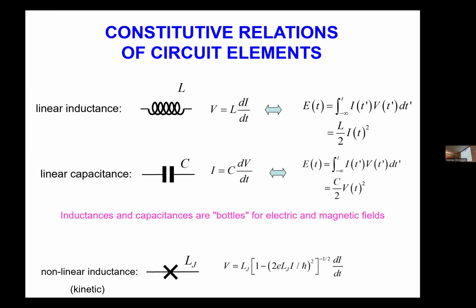There's a very important element, which is the Josephson inductance, which has a voltage related to the current by this relation, but this is only kinetic. It's unlike the magnetic inductance. It is the kinetic energy of the electrons inside the element that creates the fact that the energy is actually of inductive form.